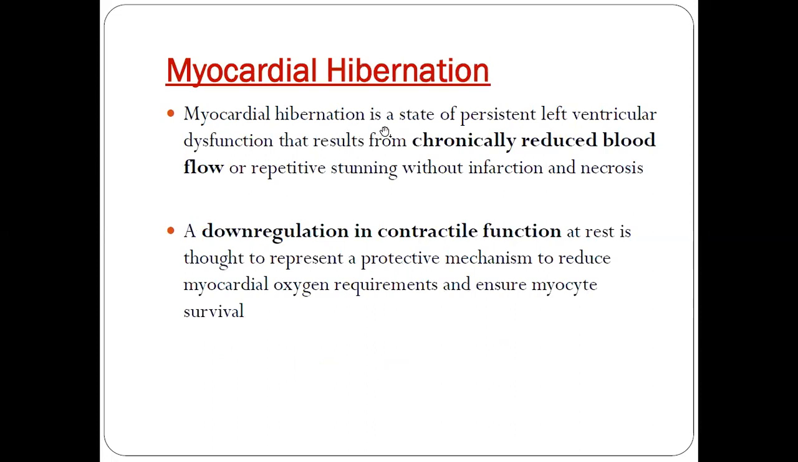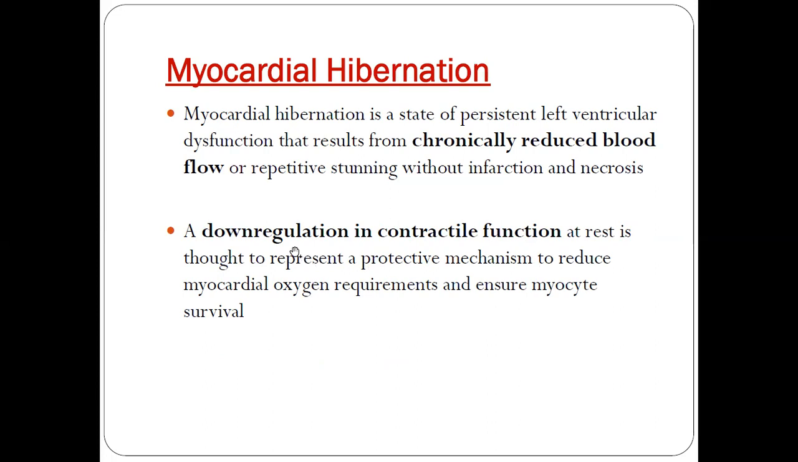Myocardial hibernation is a state of persistent left ventricular dysfunction. Stunning was a case of acute occlusion, and myocardial hibernation occurs in a state of persistent left ventricular dysfunction that results from chronically reduced blood flow, or maybe repetitive stunning without infarction. A downregulation of contractile function at rest is thought to represent a protective mechanism to reduce myocardial oxygen requirements and ensure myocyte survival.